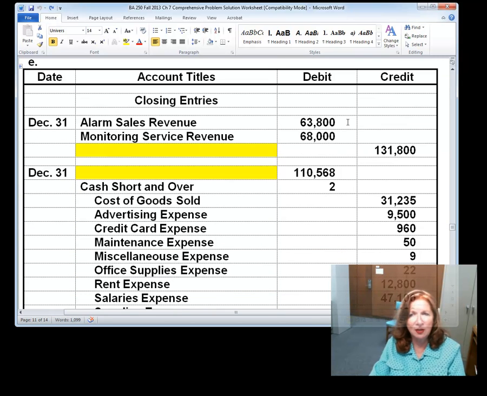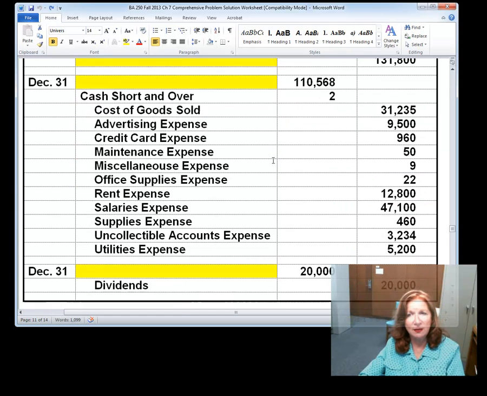And now here's the closing entries. And for many of you, you do not get this closing entry yet.